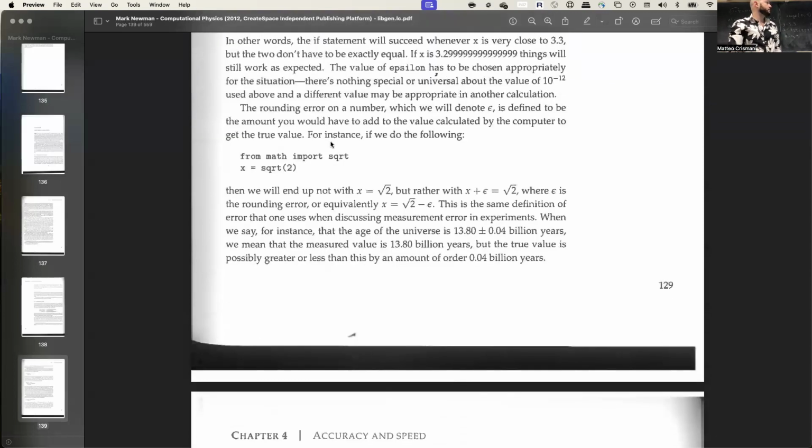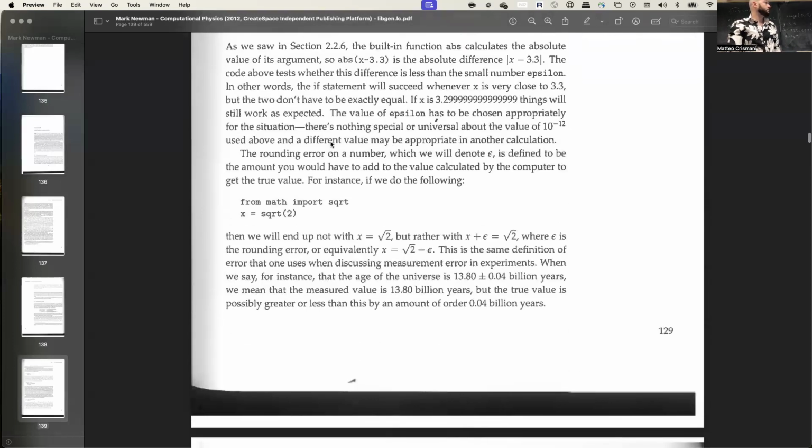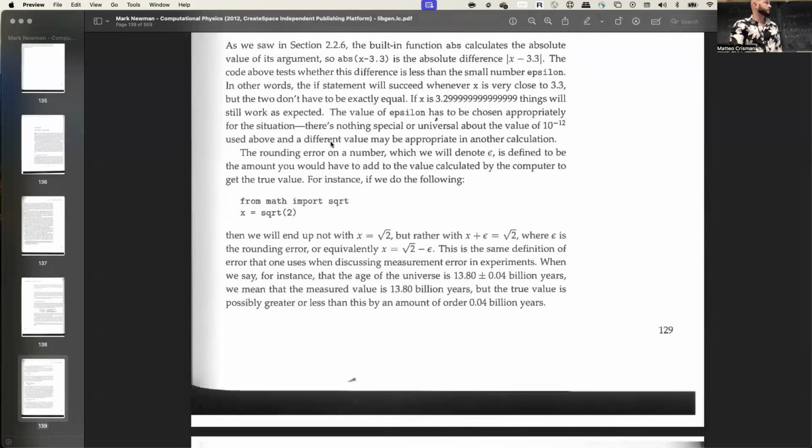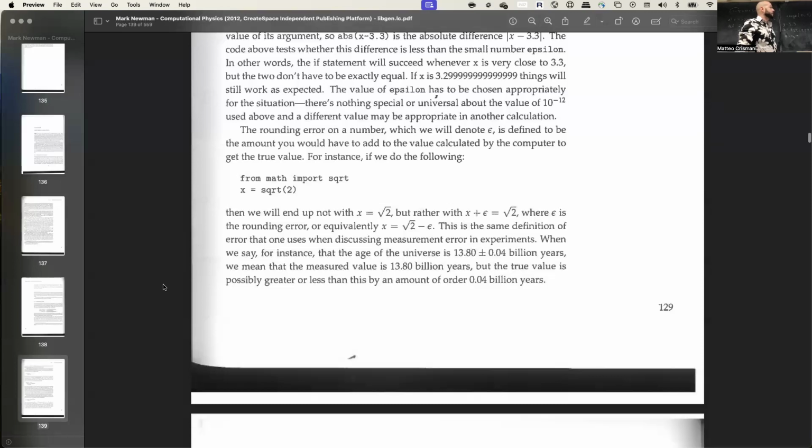So to add a note on that, the 1e to the negative 12 is an arbitrary number. You don't have to use that. You can use another number. Maybe you want to use a number that's more appropriate to the specific problem that we're dealing with. All right, so now we're introducing epsilon. So epsilon is the rounding error, which is the amount we would add or subtract to the value to get the true value. So basically what we were talking about earlier with the pi, the difference, that'll be your epsilon.